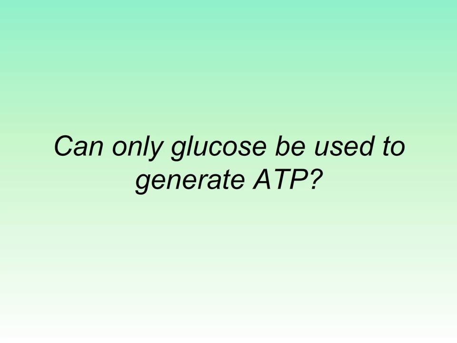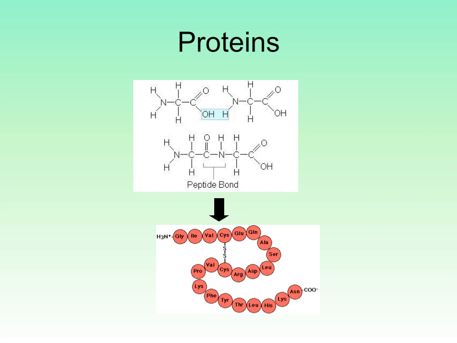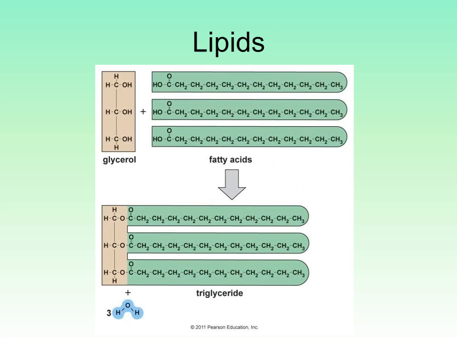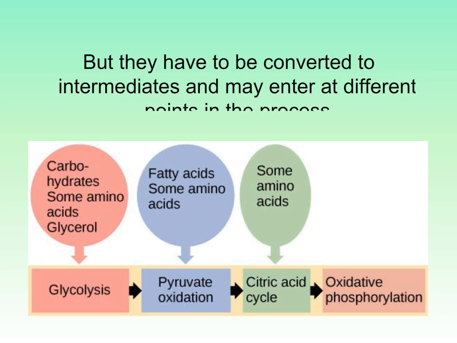But can only glucose be used to make ATP? What about other carbohydrates, like polysaccharides? Or proteins? Or lipids? Yes, these macromolecules can enter at different stages during cellular respiration, but they first must be converted into intermediates. For example, proteins can be broken down into amino acids and converted into an intermediate such as acetyl-CoA, which can then enter the citric acid cycle.